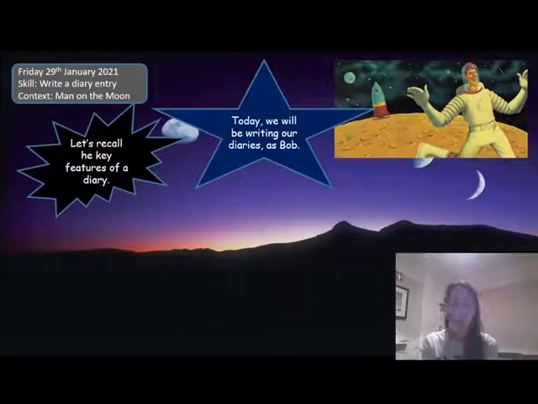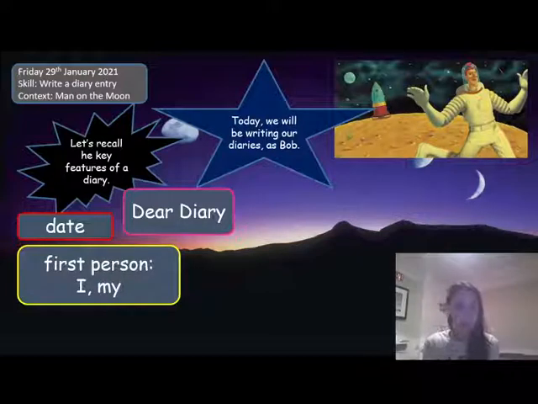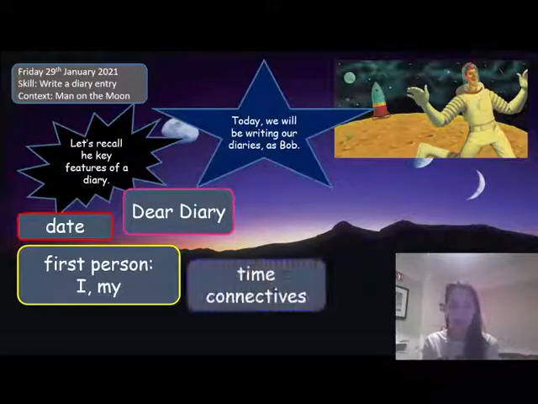So we're going to recall the key features of a diary. Our diary starts with the date at the top, and we start with Dear Diary, as if we're writing to our diaries. When people write their diaries, they write in first person. So we are going to be Bob today, and we will be writing using I and my.